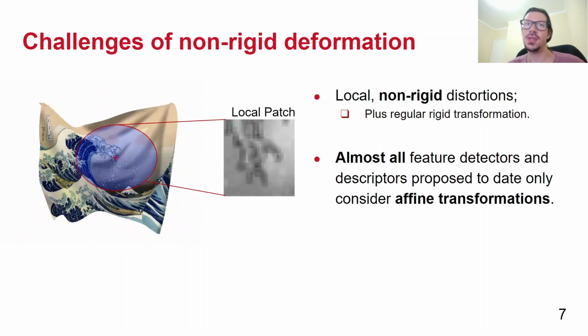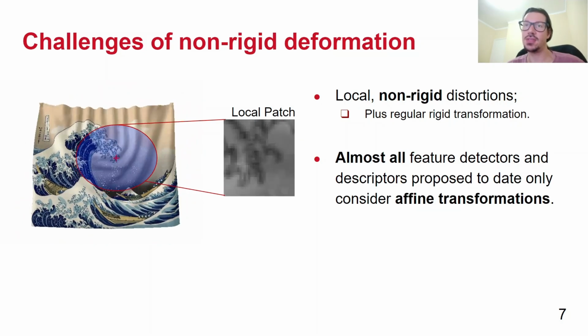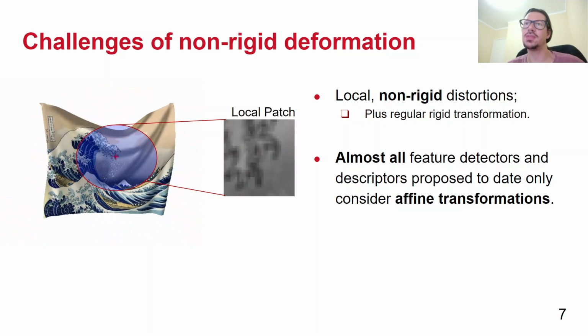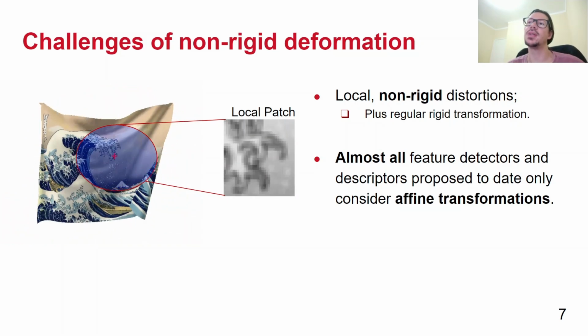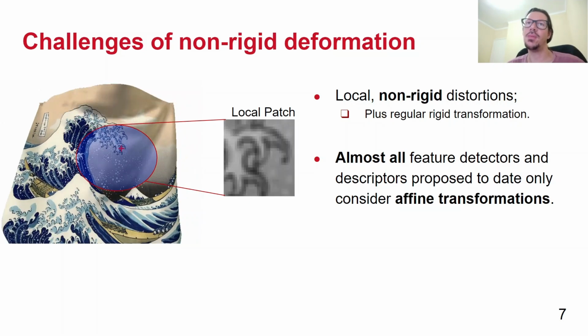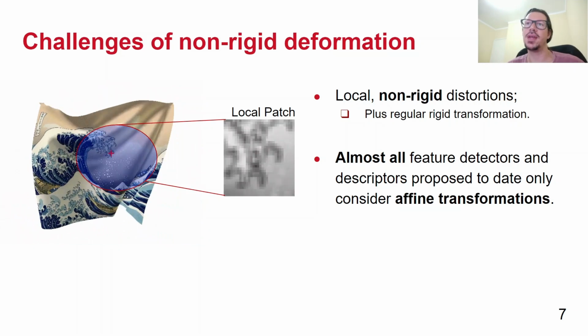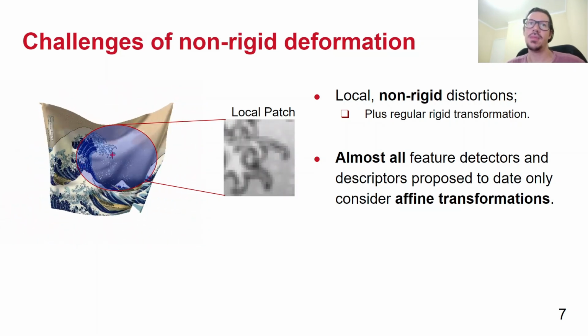The non-rigid deformations pose additional challenges for standard architectures such as convolutional neural networks in the context of local feature matching. This is one of the main reasons why almost all modern feature detectors and descriptors usually only consider affine transformations. But why do we need deformation-aware local features?